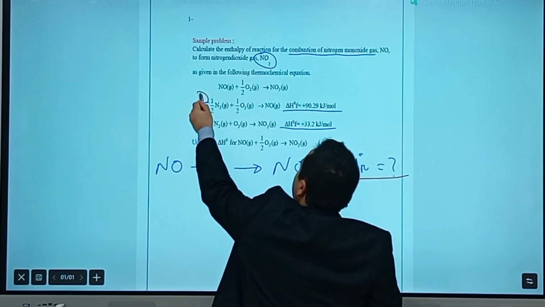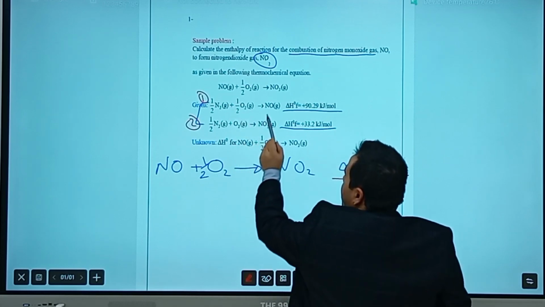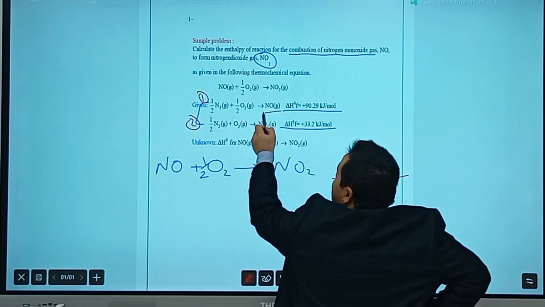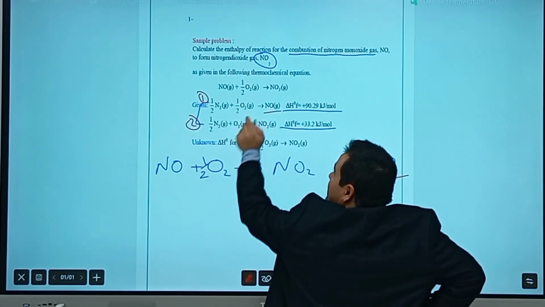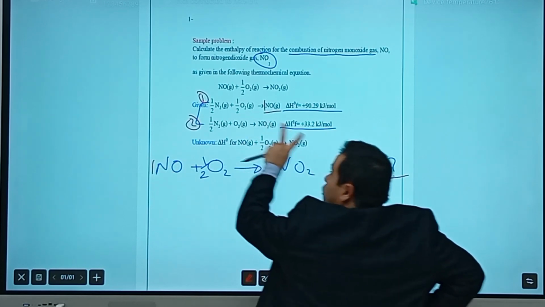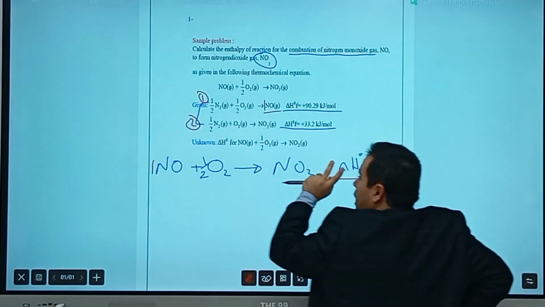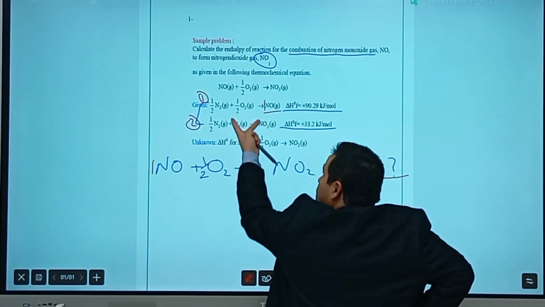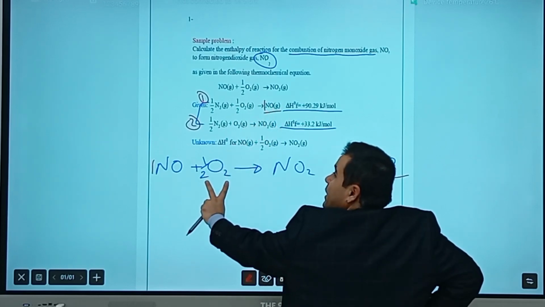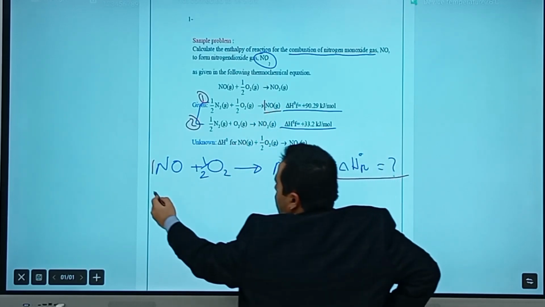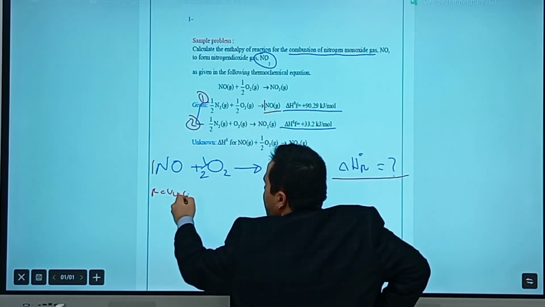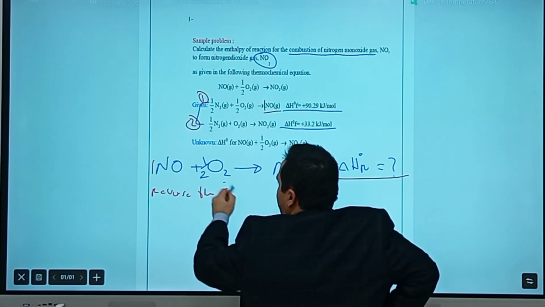So NO in the above steps is in which step? In step 1, the first step. Is in which side? Product side. In the main equation, is in which side? Reactant. 1 mole, 1 mole. So the mole has no problem. But we have to reverse the step in order to be on the same side as the NO. So reverse the first step.